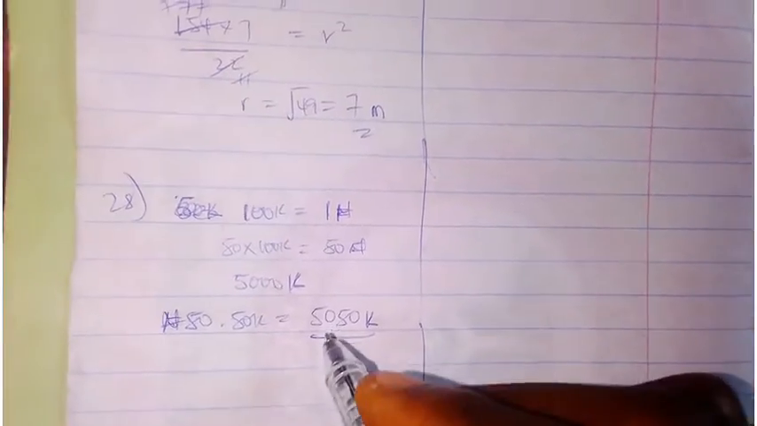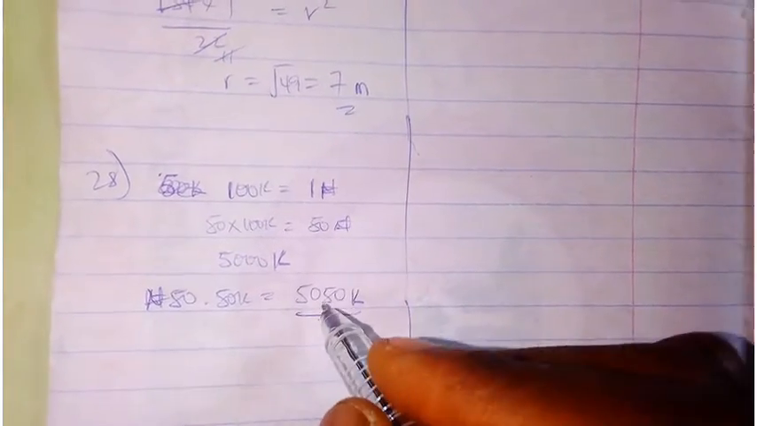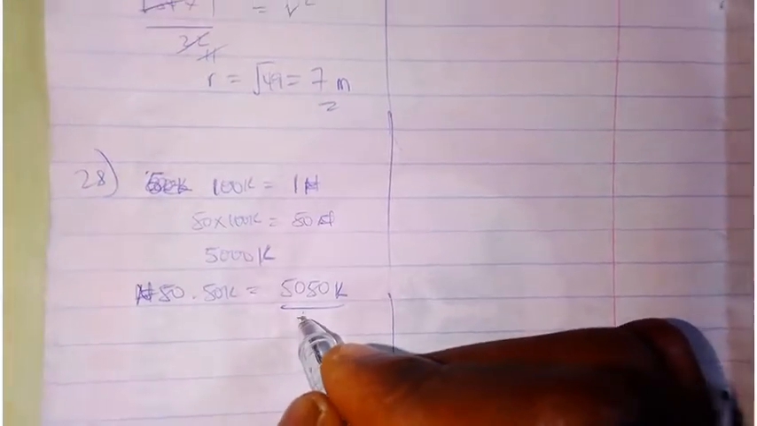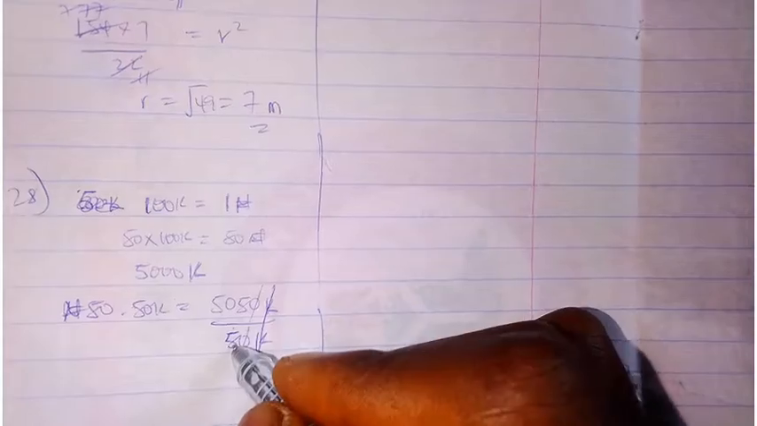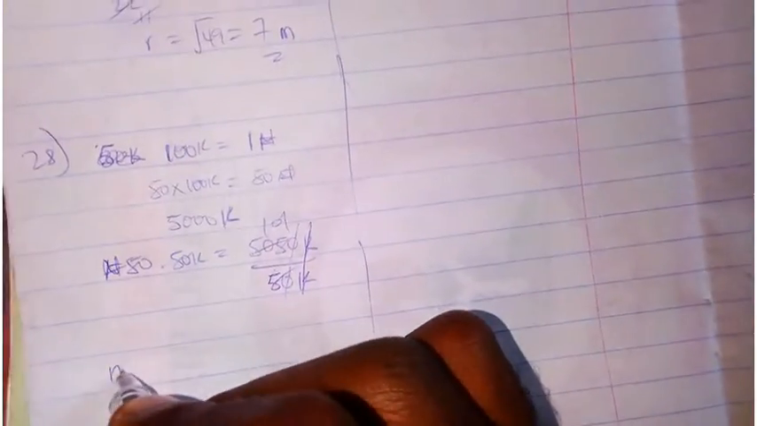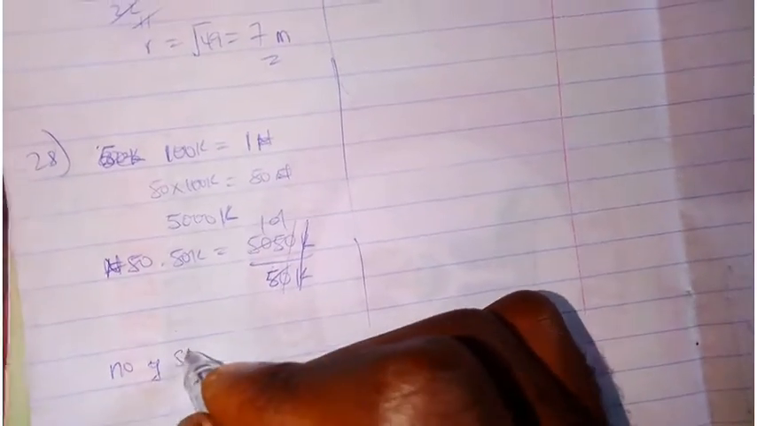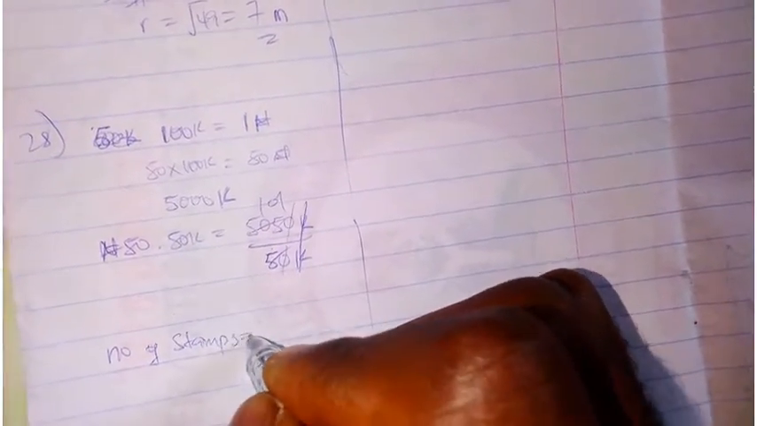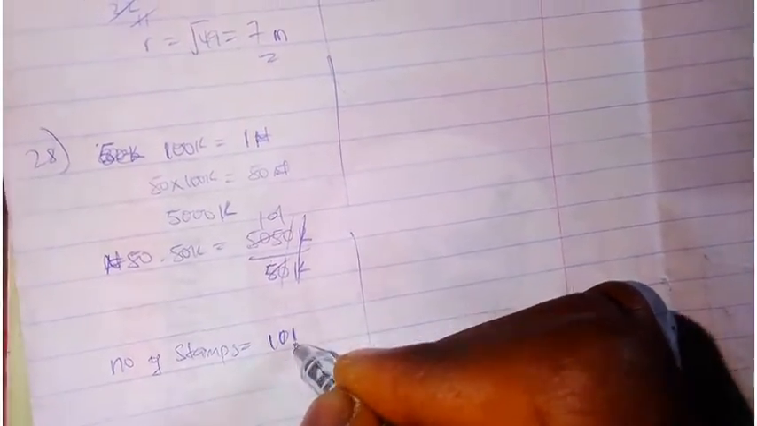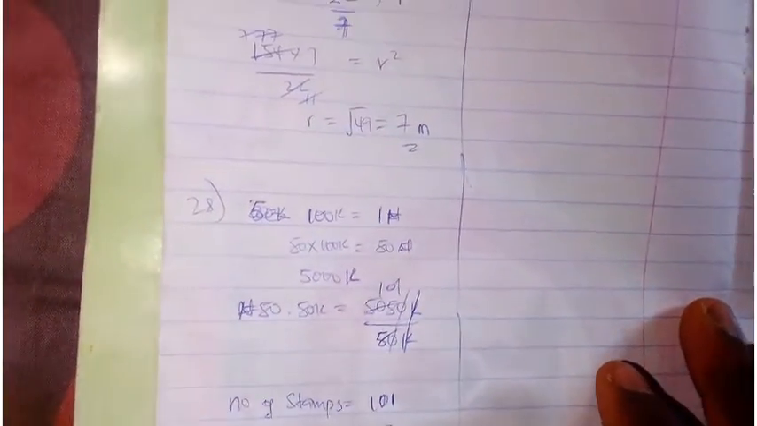Okay, so it means that's 5,050 kobo over 50 kobo, to know the number of stamps I can buy. This cancels this. 5 here, 101. So the number of stamps I can buy with 50 kobo equals 101. Okay, that's number 28 question.